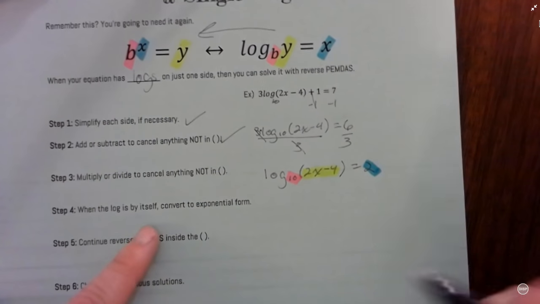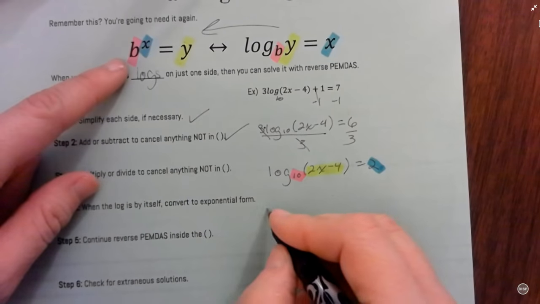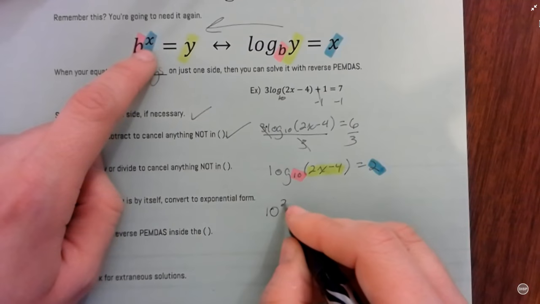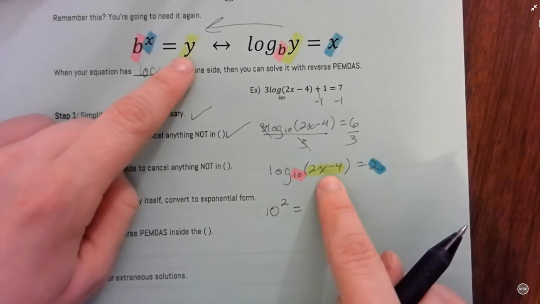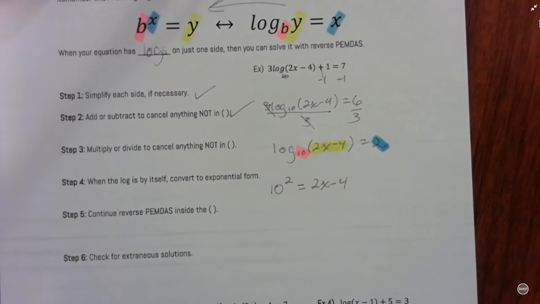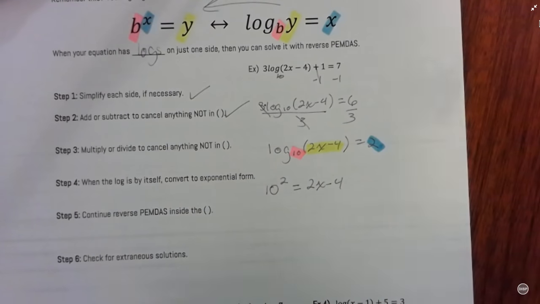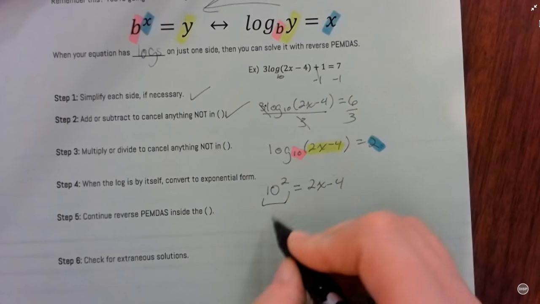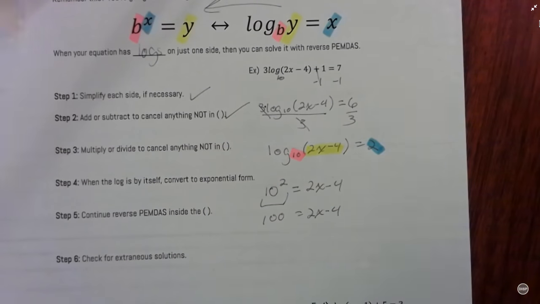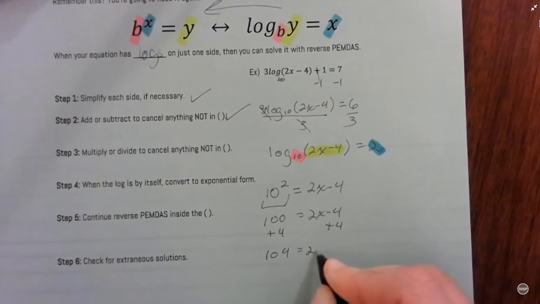I'm going to start with the base. So match up the colors. It's base 10 to the power of, and my exponent is here, it's 2. And then equals the part in yellow, 2x minus 4, is the argument. I forgot to write this here in the instructions, but 10 squared is a number. You can simplify that. So 10 squared is 100, equals 2x minus 4. And then you can add 4 and divide by 2.